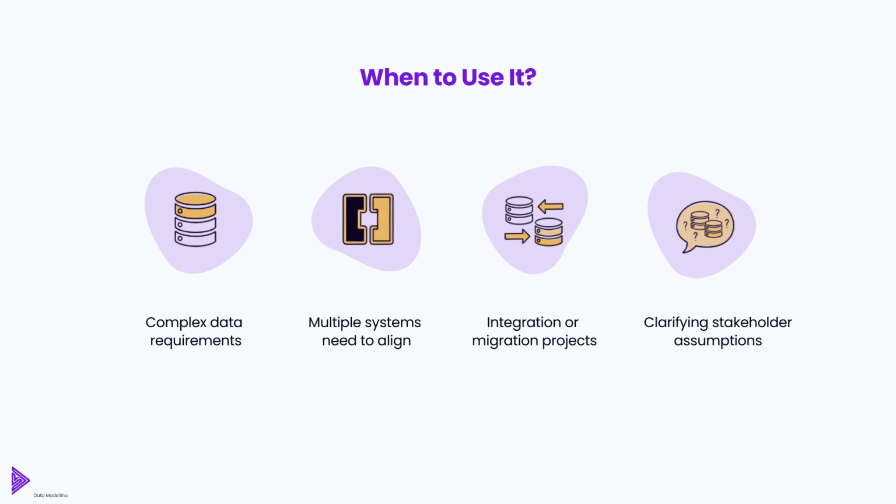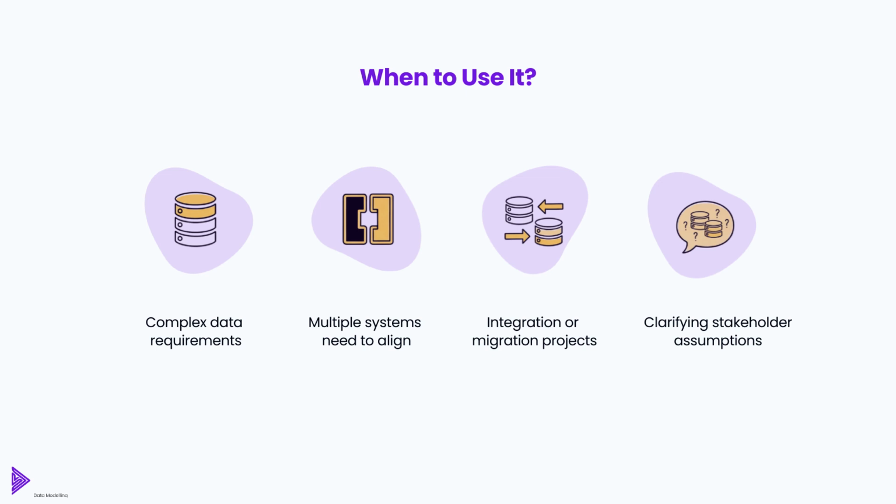When is data modeling the right technique? It's perfect when you're dealing with complex data requirements. Visualizing the structure helps everyone stay aligned. When multiple systems need to connect, a model ensures they're speaking the same data language. It's essential in integration or migration projects, where accurate data mapping is critical. And it's invaluable for clarifying stakeholder assumptions, turning vague ideas into concrete shared definitions.